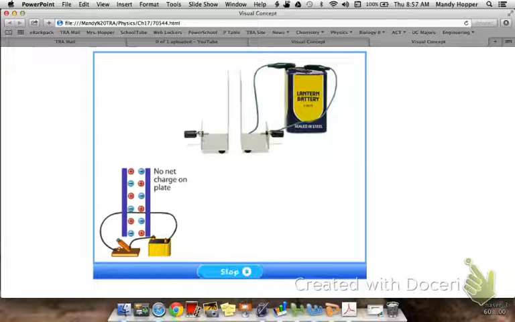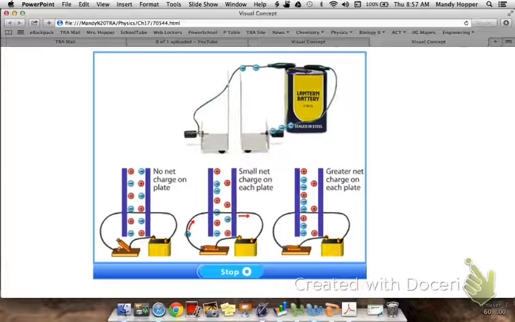The simplest capacitor consists of two parallel metal plates that are close together as shown here. The capacitor is shown discharged with no net negative or positive charge on either plate. Connecting the capacitor to a battery causes the plates to become charged with an excess of electrons on the negative plate and an equal excess of positively charged ions on the positive plate.